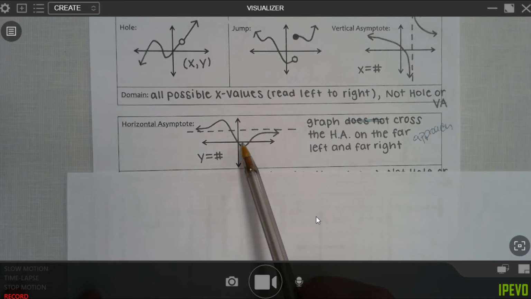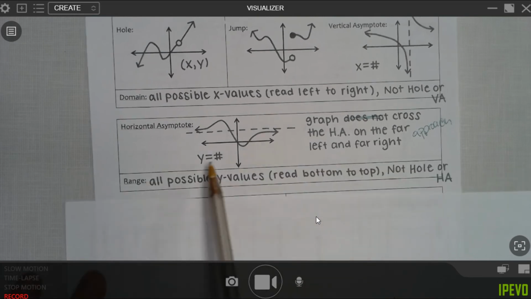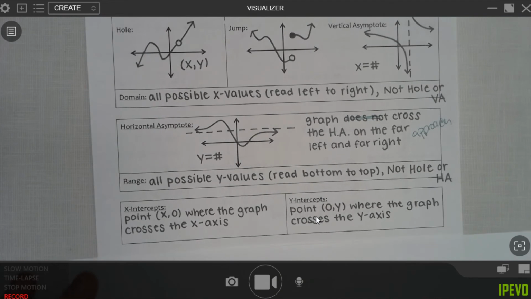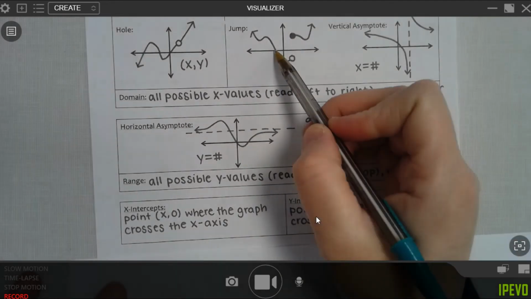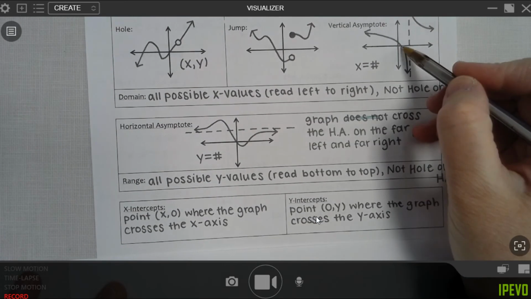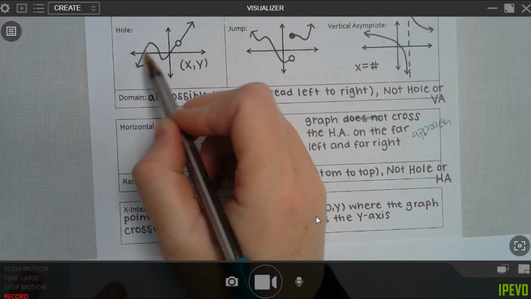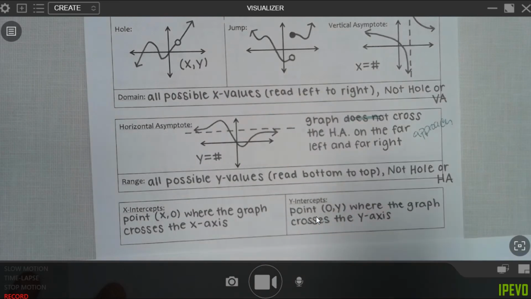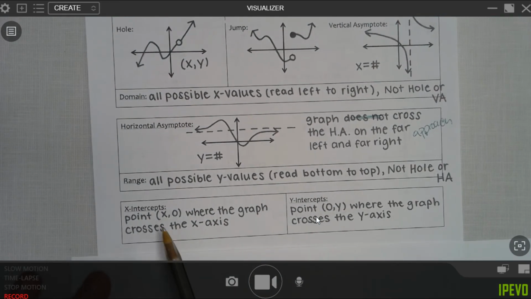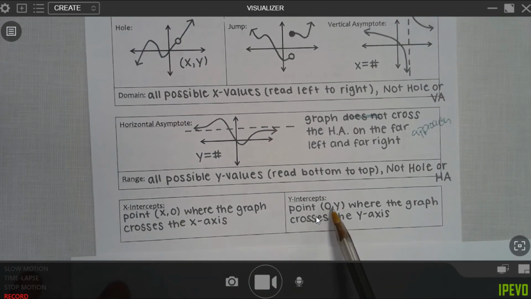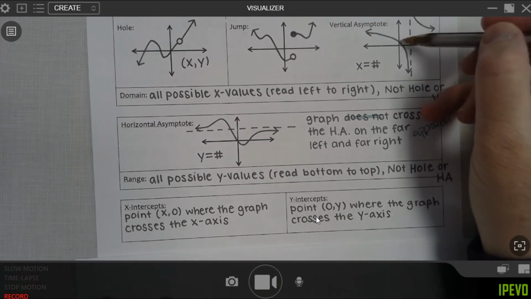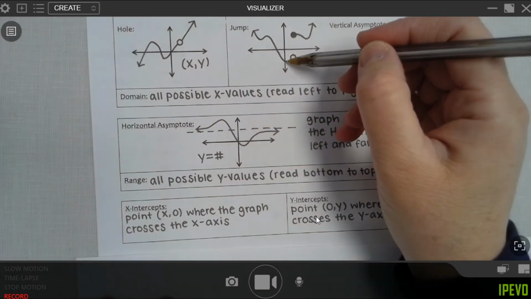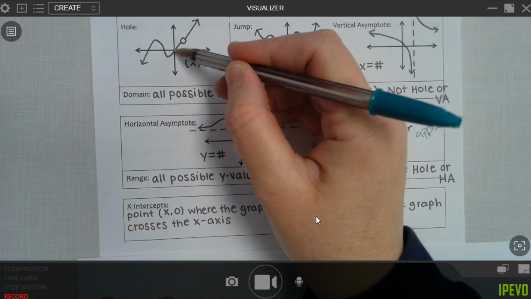Your range depends on your y values here. So range are your y values. An x-intercept is where it hits the x-axis. So right here is called an x-intercept. This right here is your x-intercept. That's an x-intercept, an x-intercept. X-intercepts are always written as your number, 0. Y-intercepts are written as 0, y, or 0, number, and it's where it crosses your y-axis. Like right here is a y-intercept. Right here is a y-intercept. That's your only y-intercept right there.